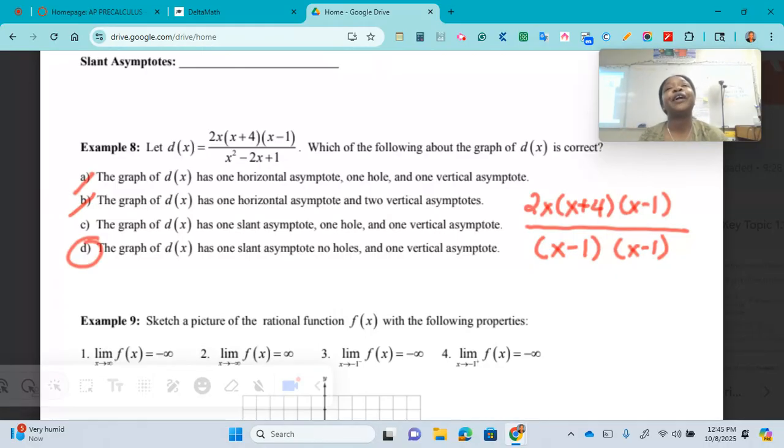Because it has to cancel out all the way in the denominator. We still got another x minus 1 down there. So it's not a hole, but a vertical asymptote. All right.